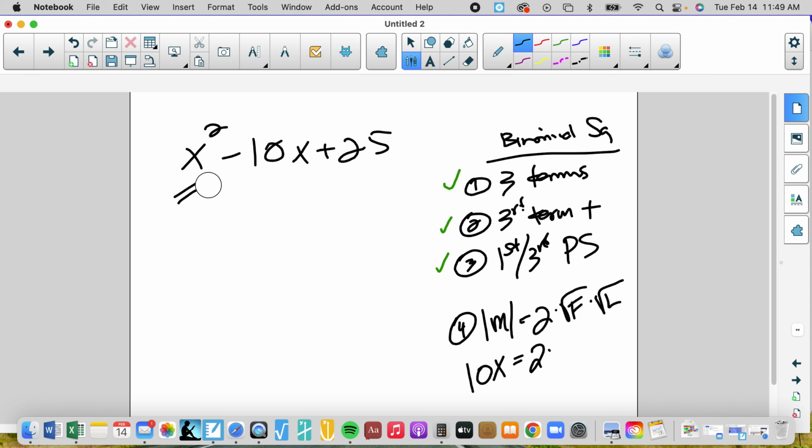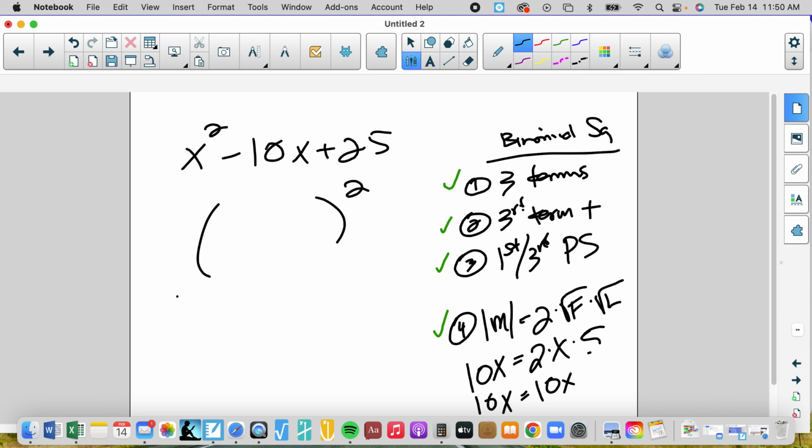Does that equal 2 times the square root of the first? The square root of x squared is x, times the square root of the last. The square root of 25 is 5. Does 10x equal 2 times x times 5? 2 times x times 5 is 10x. And yes, it does. So we know that this is a binomial square.